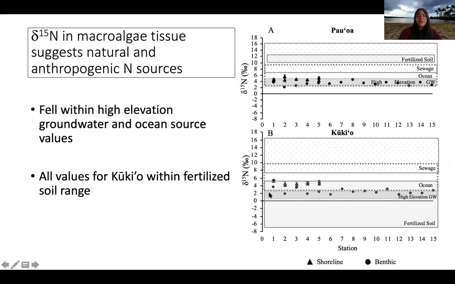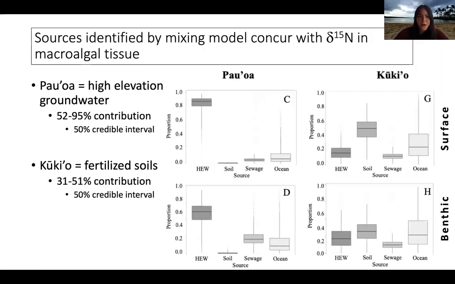So Kukio's stations also fell within not only ocean and high elevation groundwater, but also within fertilized soils. And although stable isotope nitrogen-15 in macroalgal tissue is established for other pollutant sources, values can overlap, and in a location that has multiple nitrogen sources, it can be hard to distinguish or determine the percent contribution of those sources. So in addition to the nitrogen-15 in the macroalgal tissue, we use the nitrogen-15 and oxygen-18 in nitrate in these Bayesian mixing models.